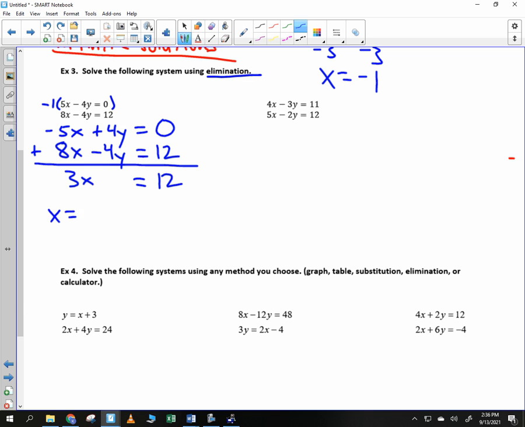X is 4. Excellent. So if x is 4, how do I figure out y? Plug it in. So if I plug the 4 in for x there, I would have 20 minus 4y is equal to 0. Subtract my 20, I get negative 4y equals negative 20. I divide by negative 4 to get y is 5.